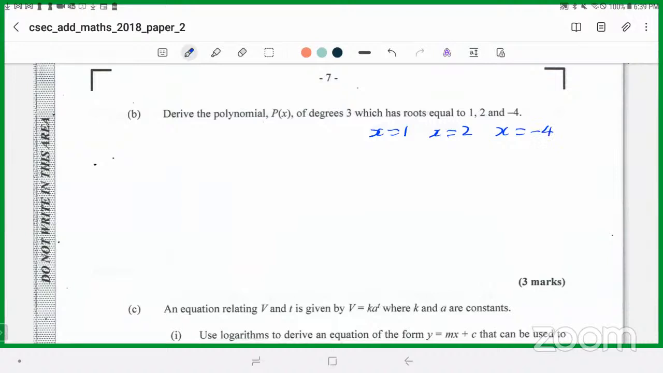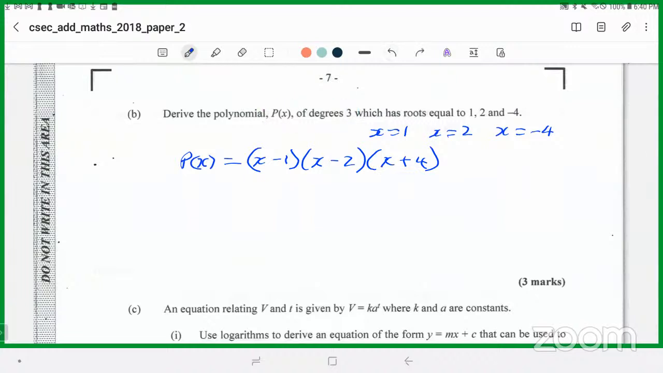If you know your roots, then you also know your factors. It means that your polynomial will have a factor from this root, x minus 1. The factor from this root is x minus 2. The factor from this root is x plus 4. Can you appreciate that? Yes, okay with that? Good.